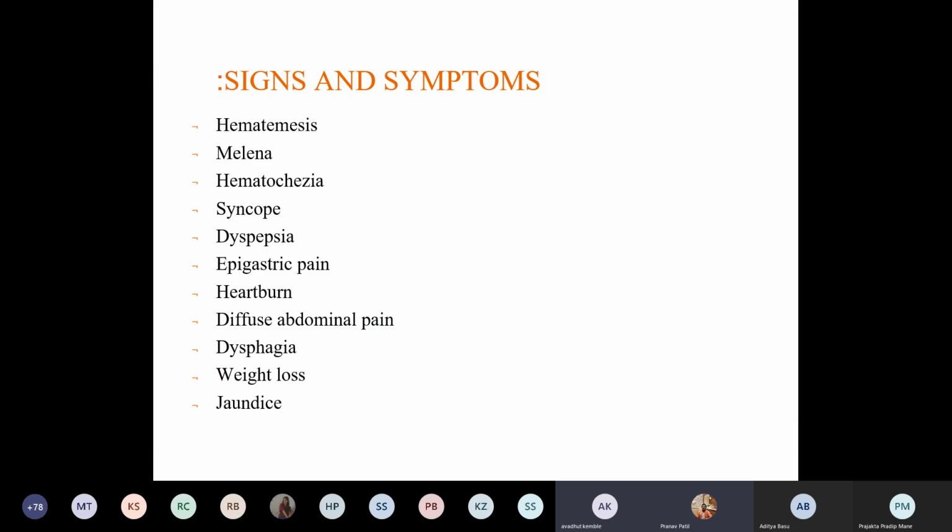Now, what are the signs and symptoms? Most important is hematemesis, that is the vomiting of blood. Whenever the patient presents with hematemesis, melena may be present, as well as hematochezia, syncope, dyspepsia, epigastric pain, heartburn, diffuse abdominal pain, dysphagia, and weight loss. Most of the time, the patient might start with epigastric pain or heartburn and abdominal pain, followed by a severe bout of hematemesis. Melena is present in few cases. In very rare cases, hematochezia is present. Hematochezia is usually more common with lower GI bleed.